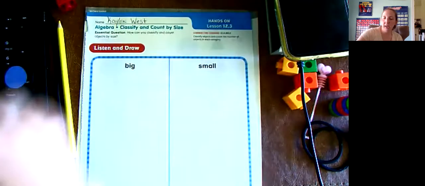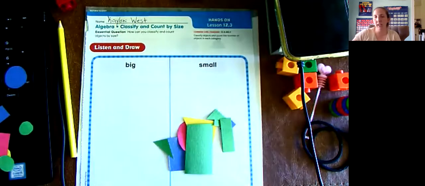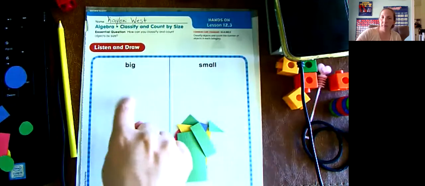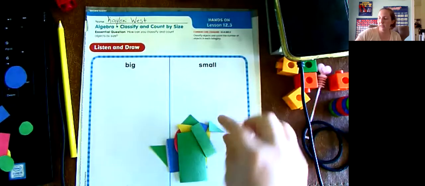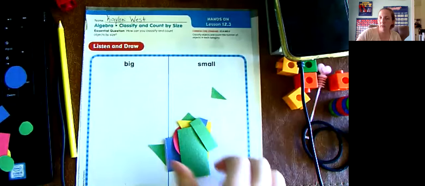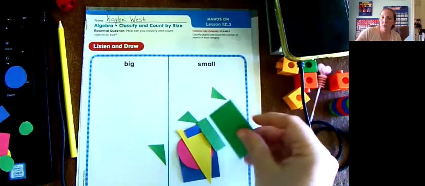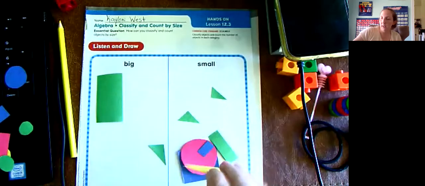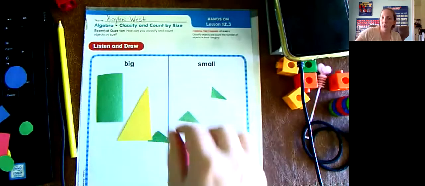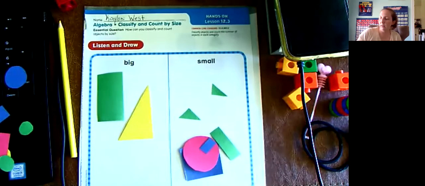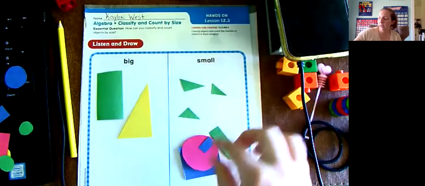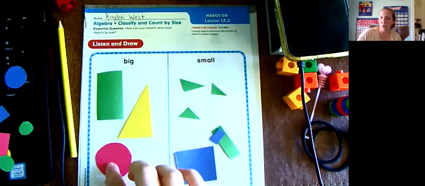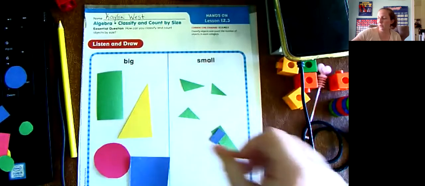And I have a bunch of shapes. Let's see if I can group them into the big on this side and the small on this side. Well, this triangle looks pretty small. And compared to those little triangles, this is a pretty big rectangle. And this looks like kind of a big triangle. Look, I've got a lot of little greens today. This looks like a big circle, and this is probably a big square.